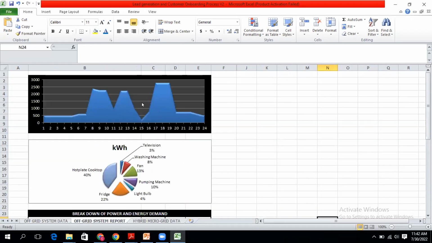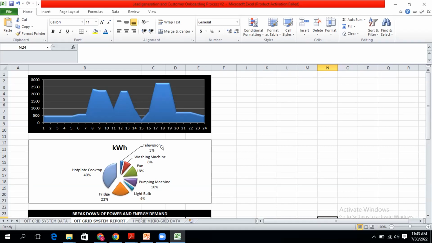Now, this is your load profile. Your load profile would have been generated automatically. Based on this, you can see when your peak is happening. Your peak is happening at this point, and at this point it's about 2,600 watts, or 2.6 kilowatts. So this is your load profile.